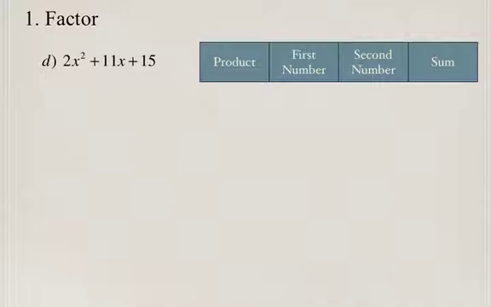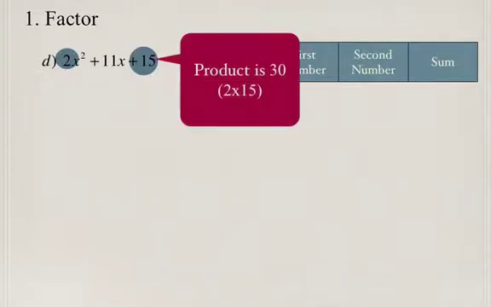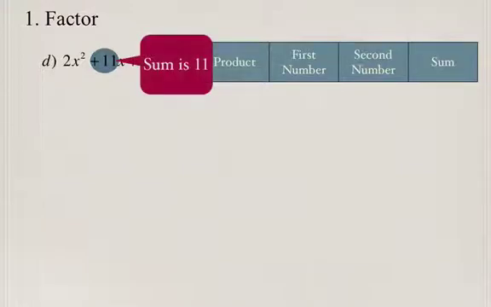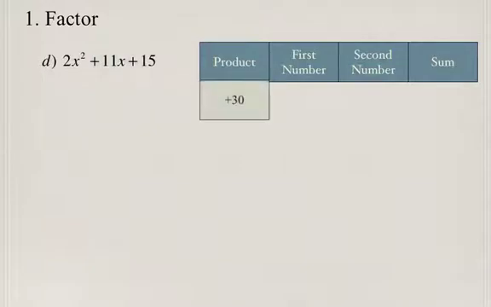So for 2x squared plus 11x plus 15, we have to look for two numbers. And remember, we're going to look at the first coefficient and the constant. The product of those two numbers is 30. So the product of the numbers we're looking for has to be 30. And if we look at the coefficient on the x term here, we need to find two numbers that have a sum of 11.